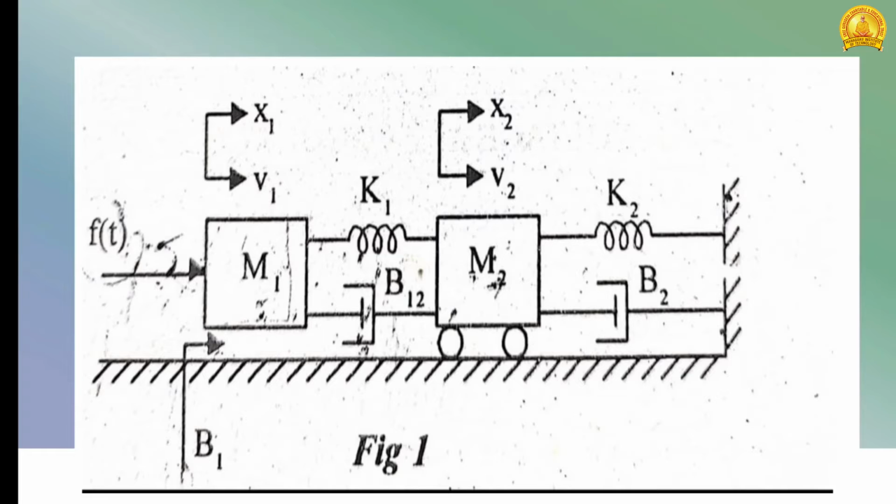Here you may be in doubt why there is a representation B12. B12 is the frictional force between the masses M1 and M2. In the other cases, that is B1 and B2, the friction is between the mass and some surface, which may be the ground or any other surface. Here B12 and K1 represent the spring constant and frictional force between two masses. No other bodies are related to that.